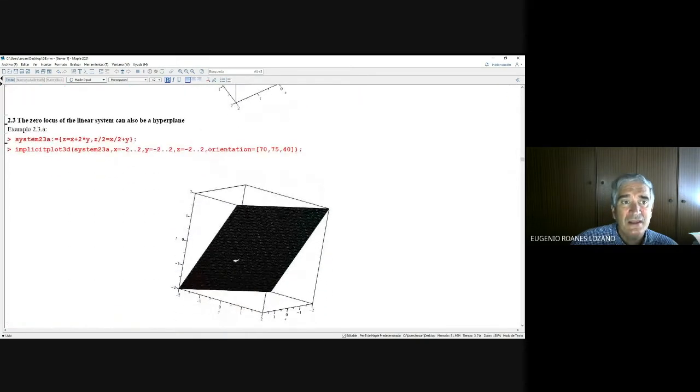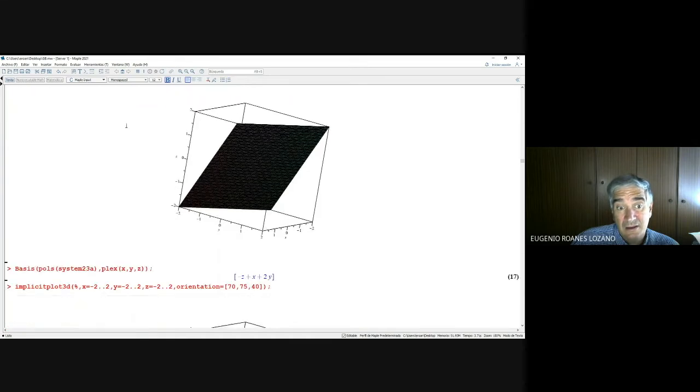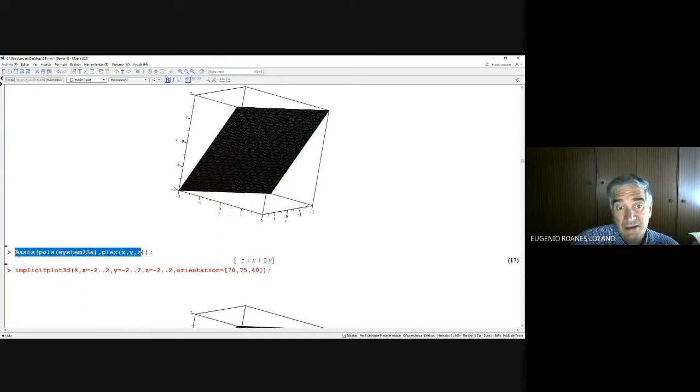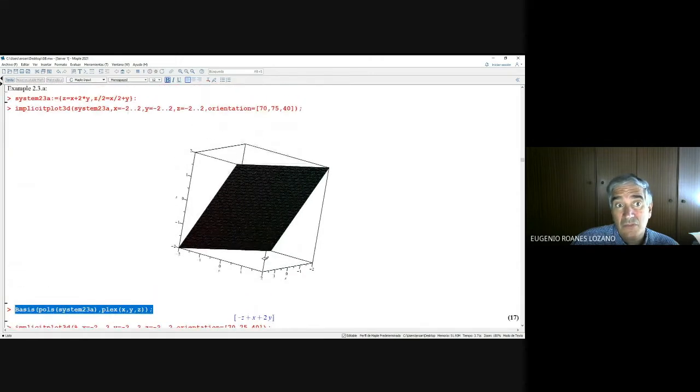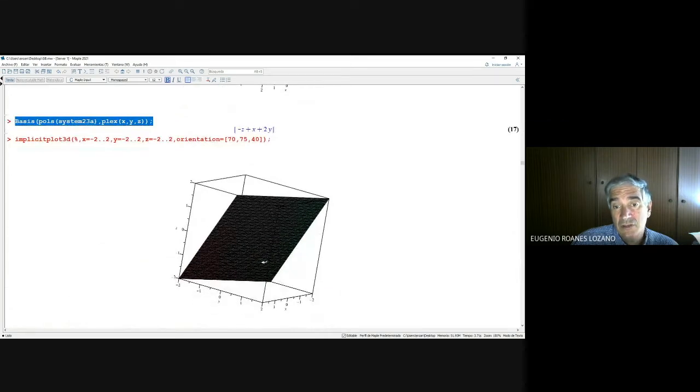It can happen that the zero locus is directly a hyperplane. In this case, for instance, 2 equations describe the same hyperplane, and the Gröbner basis returns one hyperplane. We plotted, obviously, the same one that was input.